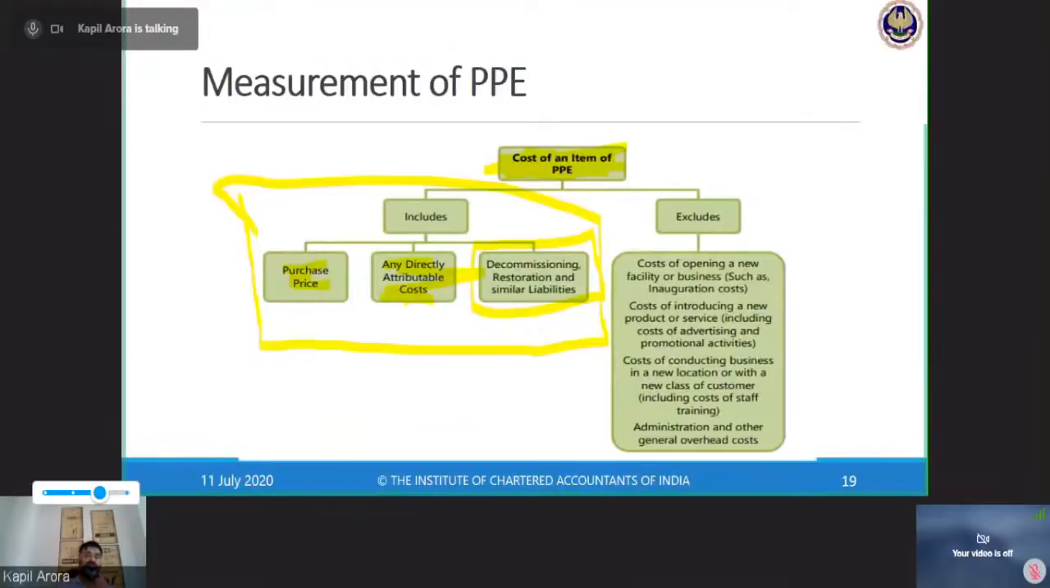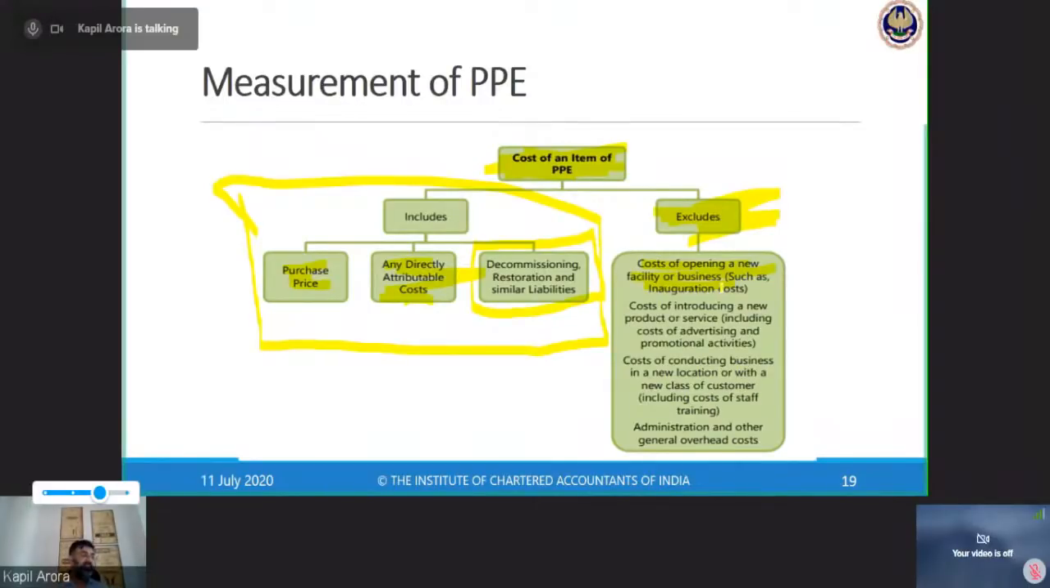Okay, so we have talked about what should go. Now we are going to talk about what should not be added. What should be excluded from the property value, meaning the cost. We should not add certain examples or certain costs or certain expenses in the value of asset. Let's look at one by one. The first one, cost of opening a new facility or a business, such as inauguration cost. So inauguration cost can never be added in the value of asset.